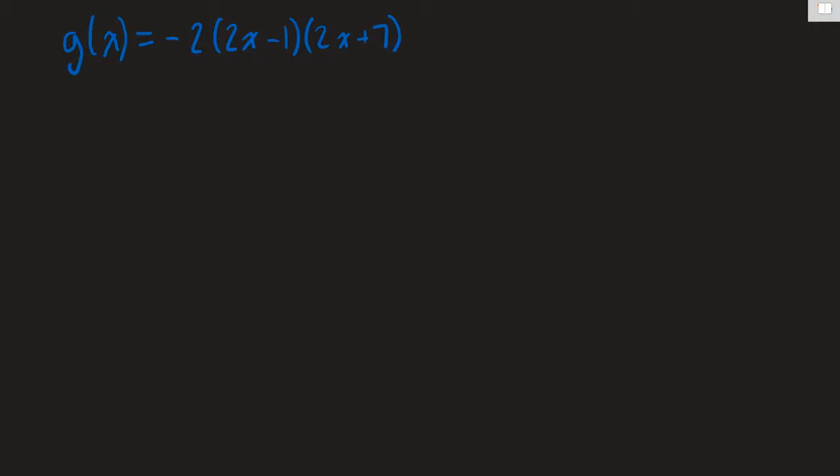All right, let's try a slightly trickier example. Now, the first thing I've done here is I've changed the f of x to a g of x, so you know it's kind of a big deal, this function. Seriously though, we've added something in front called an a value.